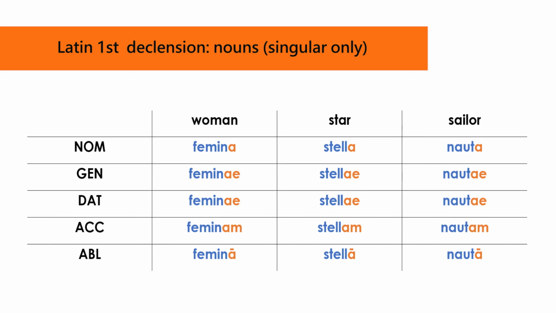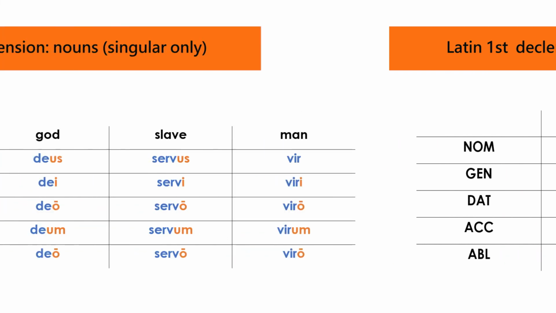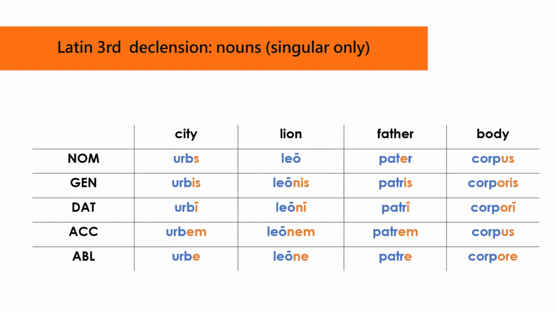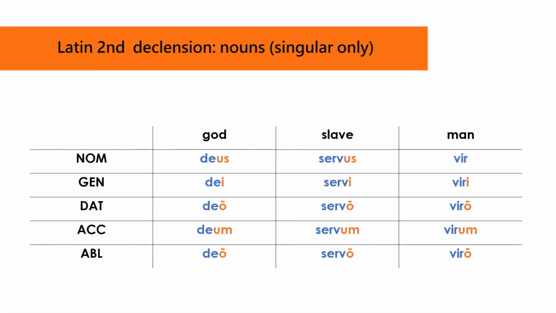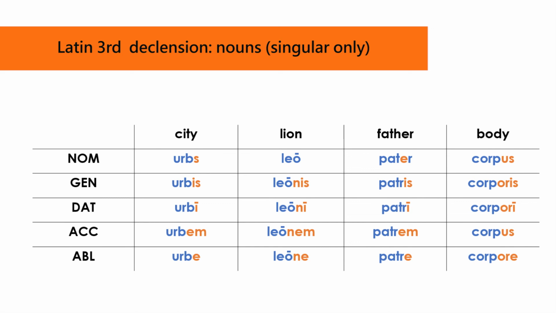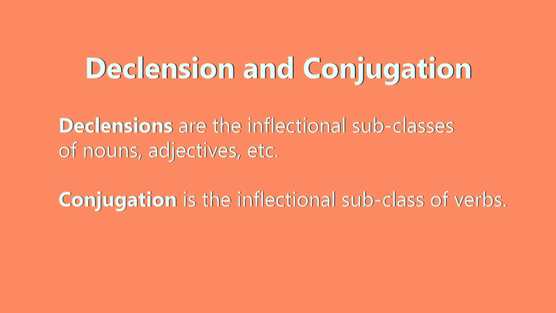It would be more interesting if you put it next to the other declensions in Latin. This is the second declension in Latin and the third declension. This is purely morphological. So the words slave and man and God belong to the same declension, and the words city, lion, father, and body belong to the third declension. And that closes our discussion of what is the difference between conjugation and declension. What about inflection? So both declension and conjugation are different forms of inflection. They are different words because they're used for different grammatical categories. So if you're talking about the inflection of verbs, you're talking about conjugation. If it's something else, it's declension.